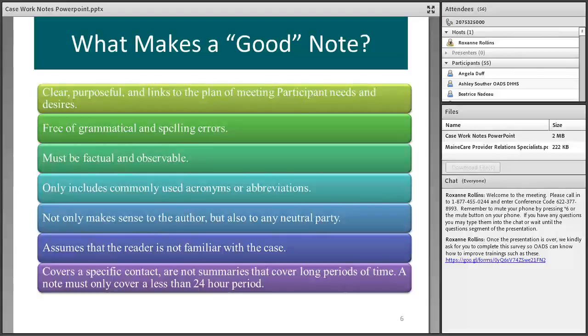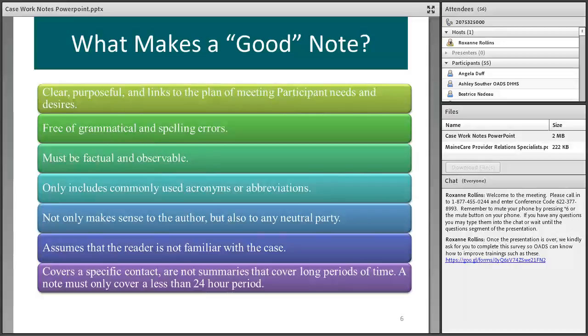So let's talk about what makes a good note. The note is clear, purposeful, and linked to the plan of meeting participant needs and desires. So again, you did this and it goes back to the PCP as the plan stated, however you want to write that up. It is free of grammatical and spelling errors. This would include, please, using full sentences, capital letters, punctuation, writing. This is a legal document, a professional document.